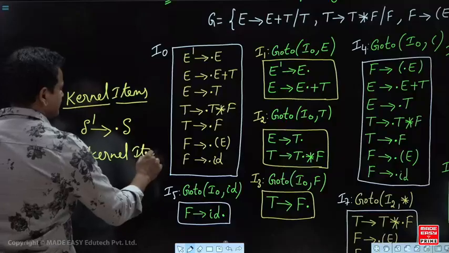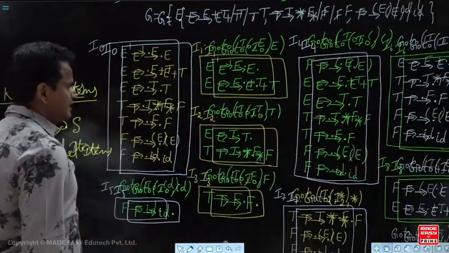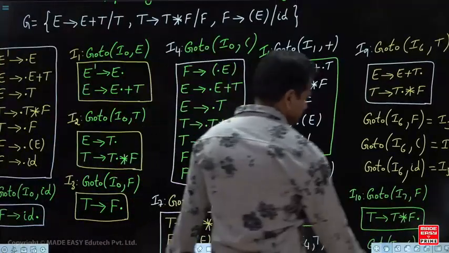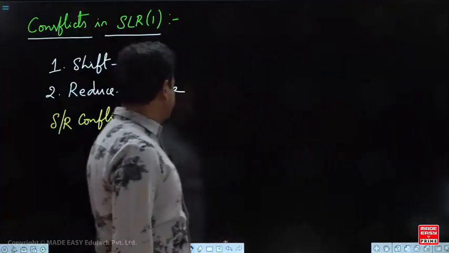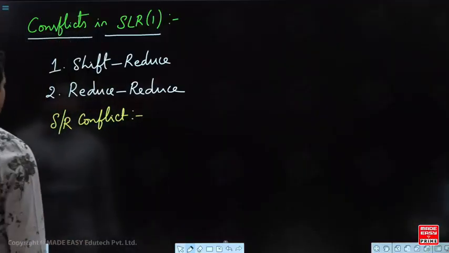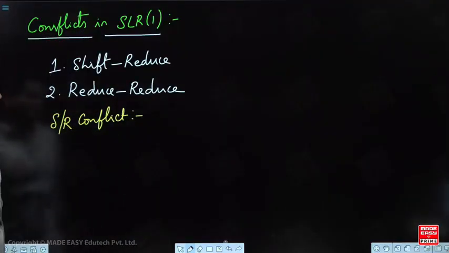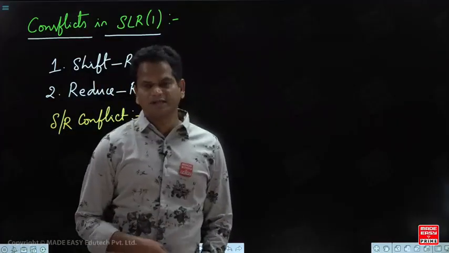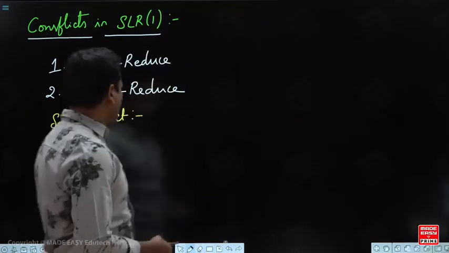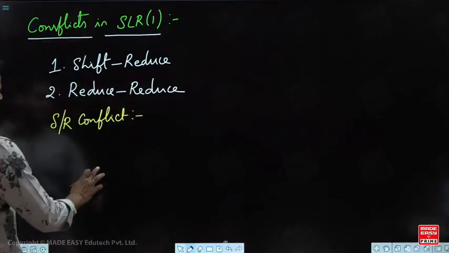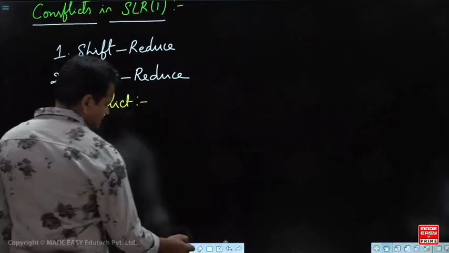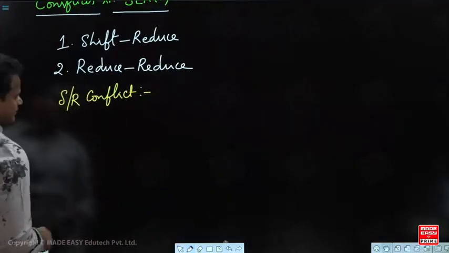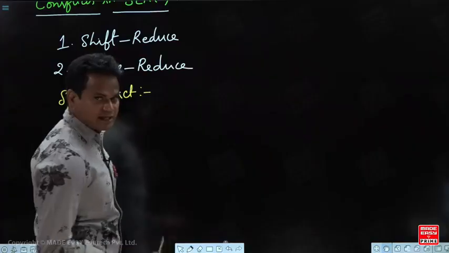Now actually we are doing the shortcuts, how to decide whether a given grammar is SLR(1) or not. If there is a shift-reduce conflict or reduce-reduce conflict, then it is not SLR(1). Okay, what is the chance of getting a shift-reduce conflict? Now, I will explain you. With explanation only, I will tell you the shortcuts.